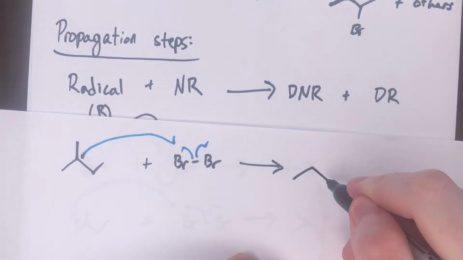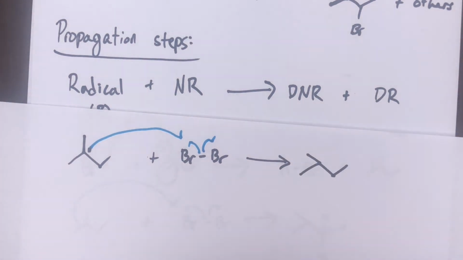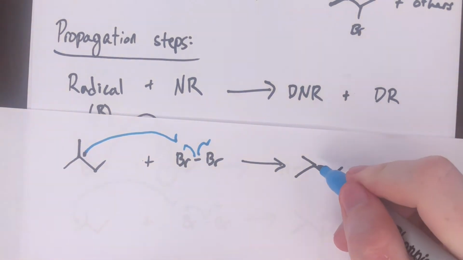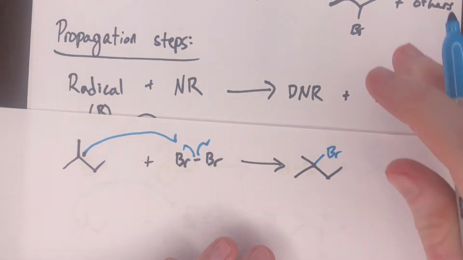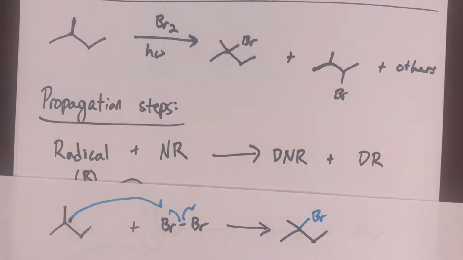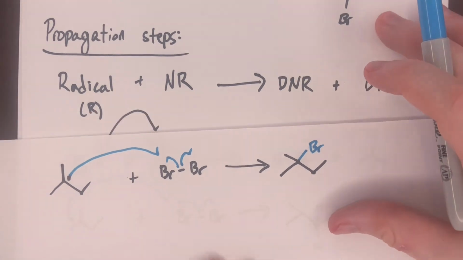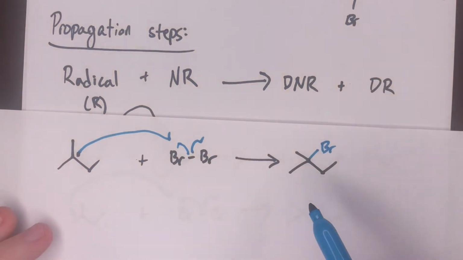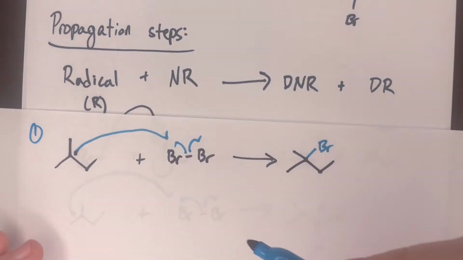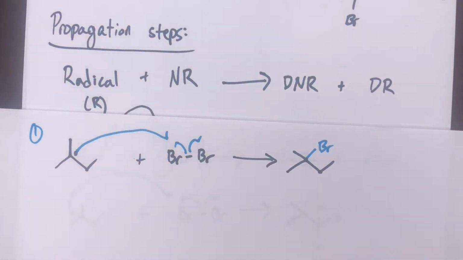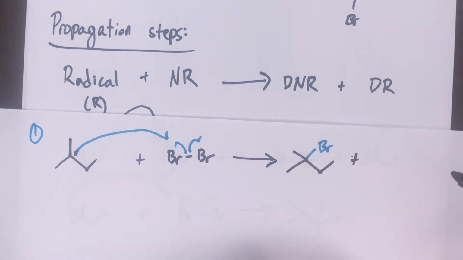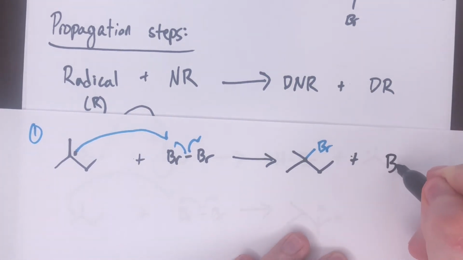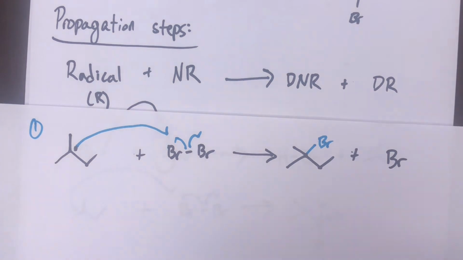So what we end up with is this molecule here, which if we notice is one of the answers. So this is one of the propagation steps. This is one answer, the propagation step that gives us the bromoalkane in question. And then the second part is the new radical that's formed, which is just Br, the bromine radical, Br with an unpaired electron.